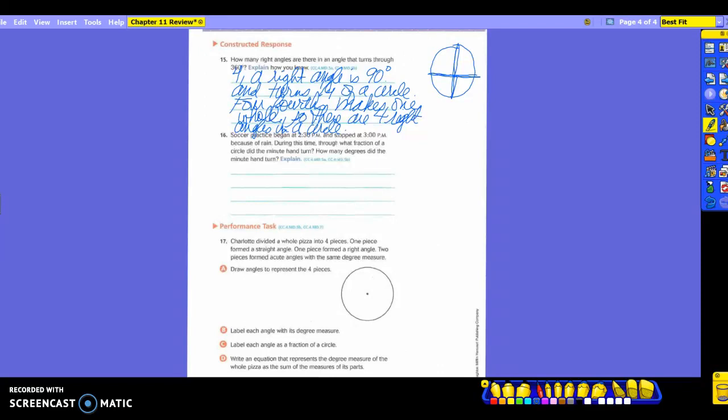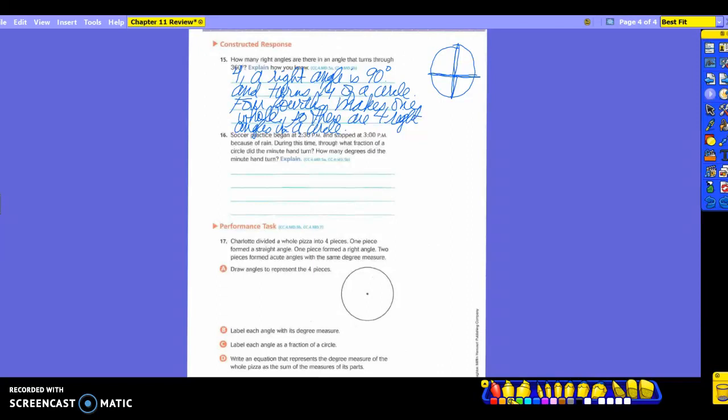Soccer practice began at 2:30 p.m. and stopped at 3 p.m. because of break. During this time, through what fraction of a circle did the minute hand turn? How many degrees did the minute hand turn? And I want you to highlight on this one because there's more than one thing you need to answer, and you need to remember that.